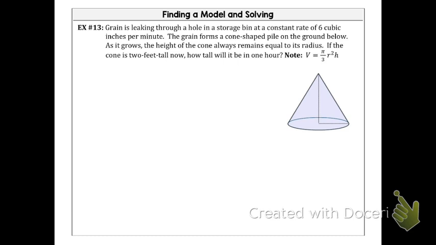All right, so the grain is leaking through the hole at a constant rate of 6 cubic inches per minute. Cone-shaped pile on the ground, as it grows, the height is equal to the radius. So I'm going to make note of that. If the cone is 2 feet tall now, wait a minute, we've got an issue here. We have one in inches, one in feet. Let's change the feet. Remember, there's 12 inches in 1 foot, so 2 feet is 24 inches. Okay, so it's 24 inches tall right now. How tall will it be in 1 hour?